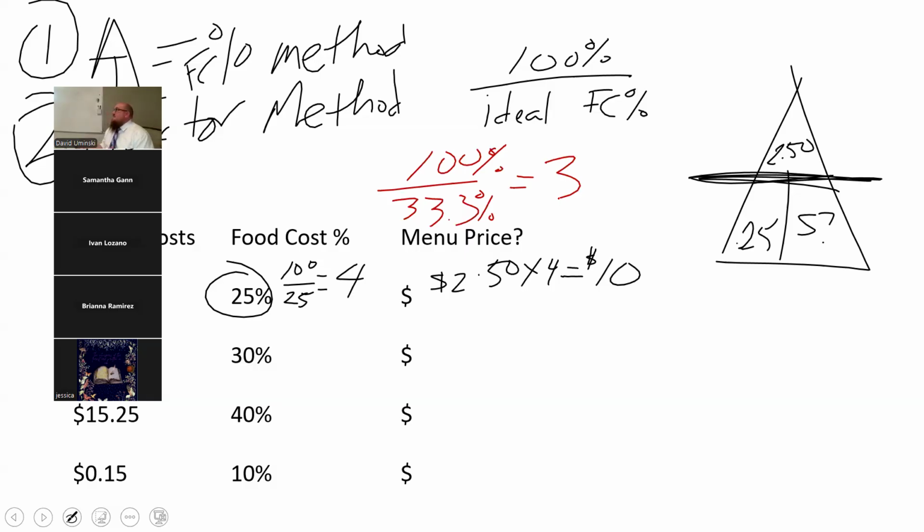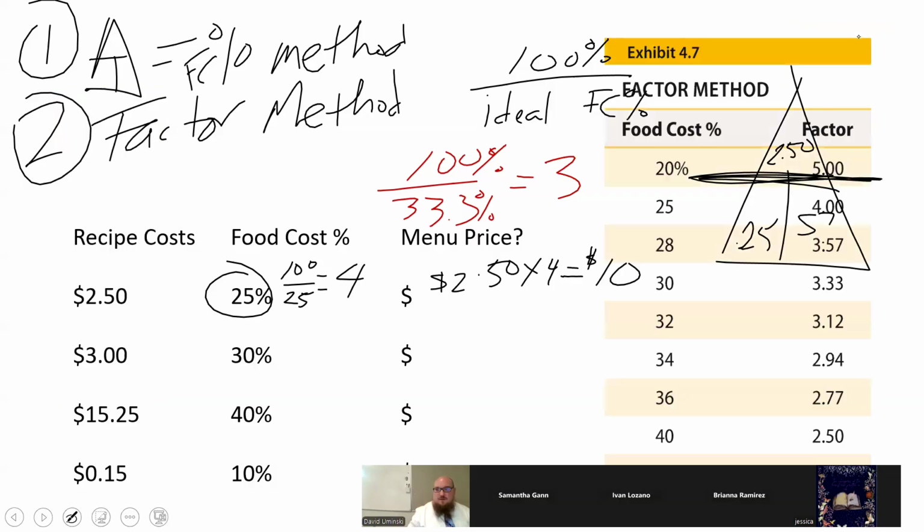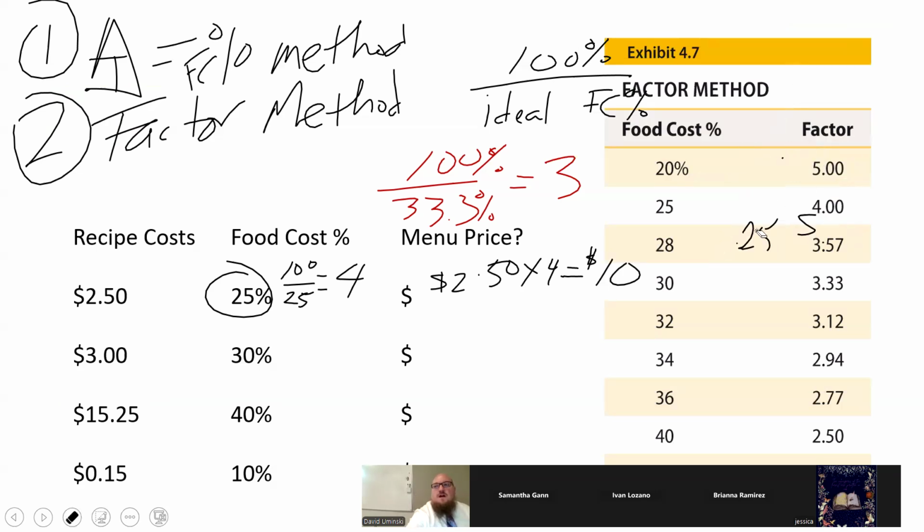And so essentially what they're saying is, as a chef, if you want to get an average 33% food cost, just multiply your cost by 3. And that will automatically give you that 33.3% food cost. And you're within that range of 30 to 33%. Okay. So let's do the other ones. Let me erase some of this to get this out of the way. All right.